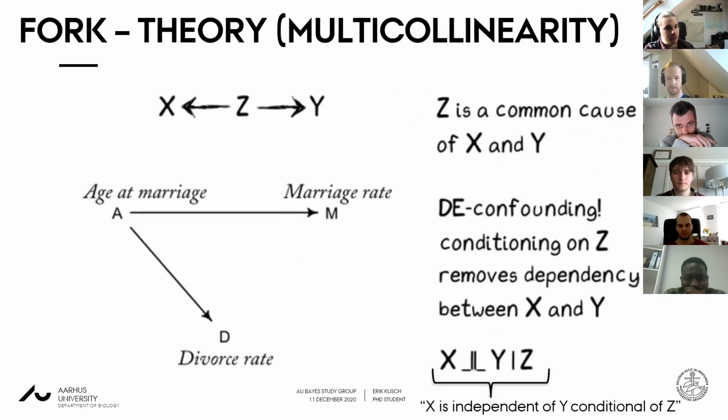So the first one of these is a fork. In theory, this often coincides with multicollinearity because of an association between two variables via another variable which is associated with both of them. So in frequentist analyses, we often call this multicollinearity.